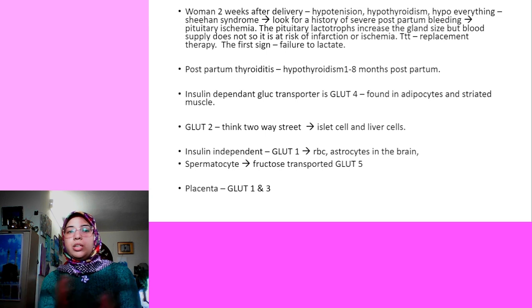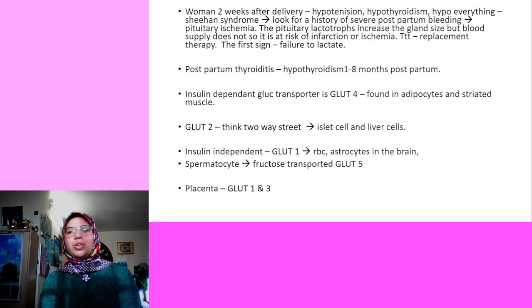So what is the treatment here? You have to replace everything. Generally, the first sign of Sheehan syndrome is failure to lactate, because you need prolactin for that. Postpartum thyroiditis, keep in mind it happens within 1 to 8 months postpartum, where she would have symptoms of hypothyroidism, but eventually it will become euthyroid.